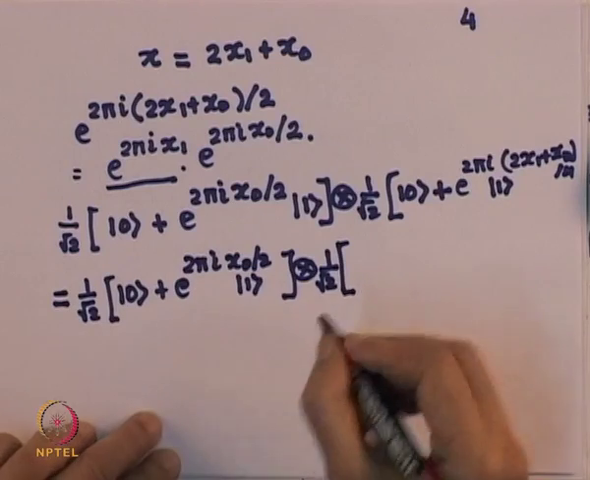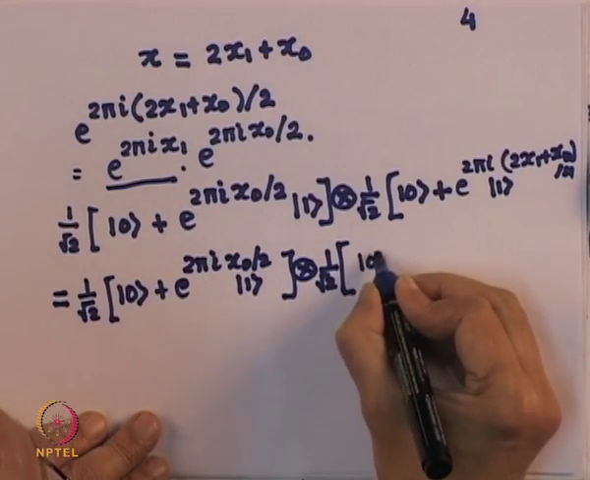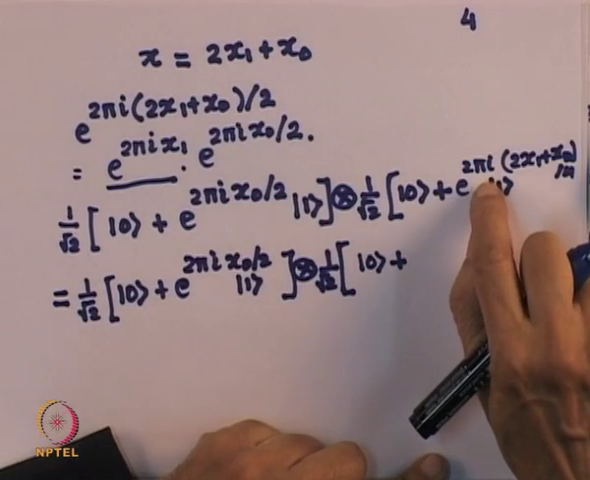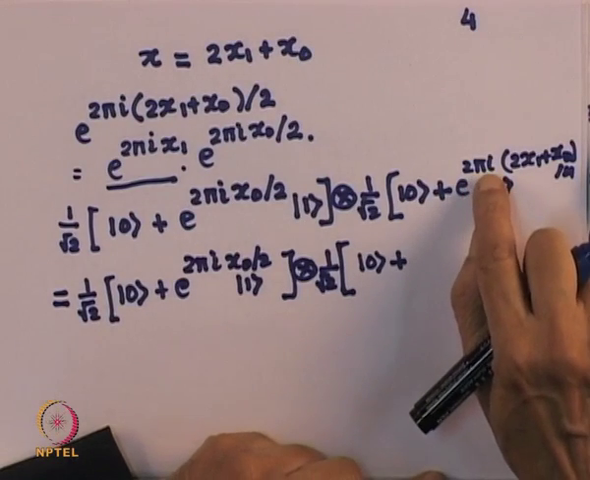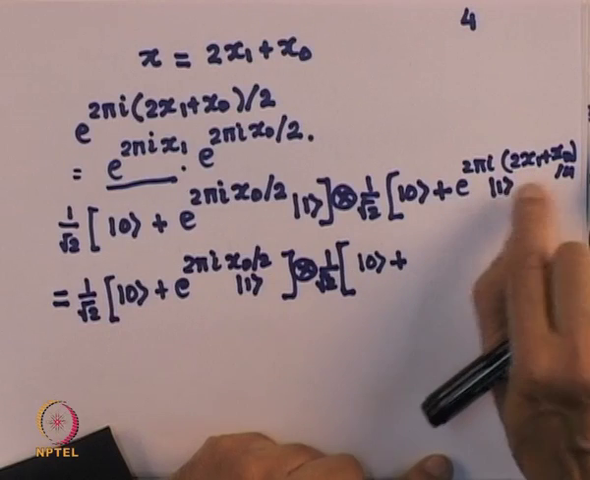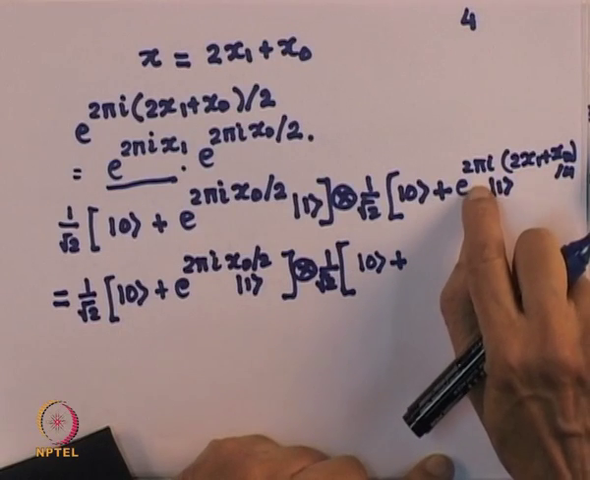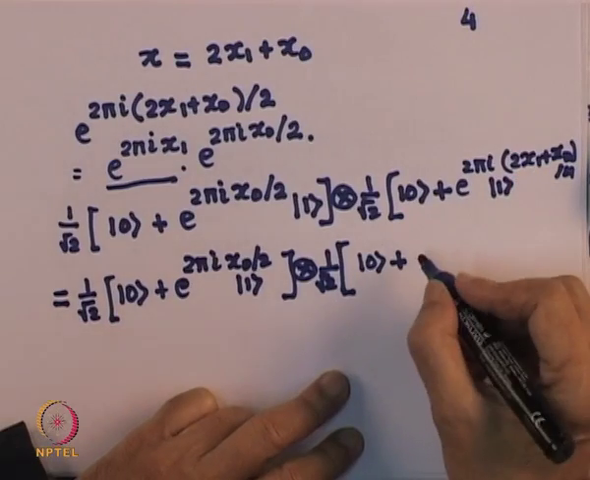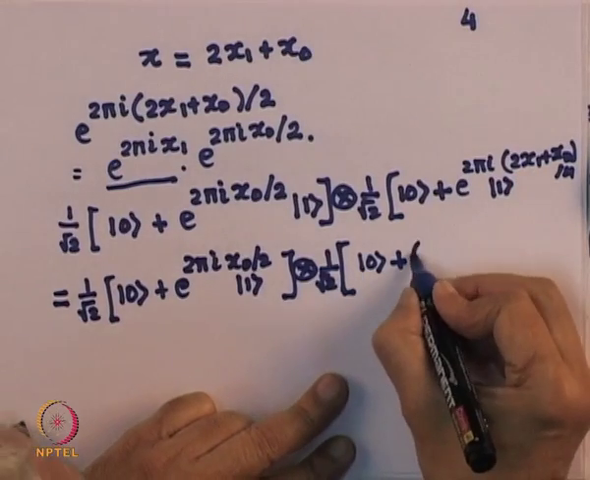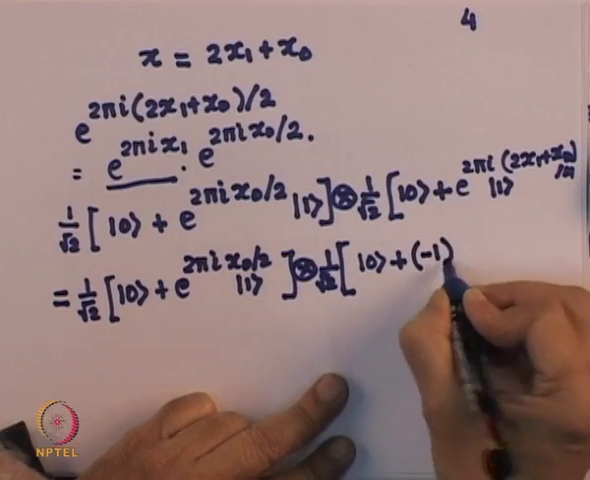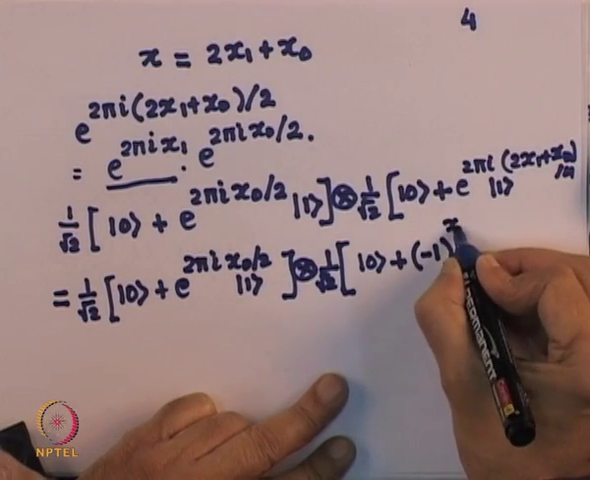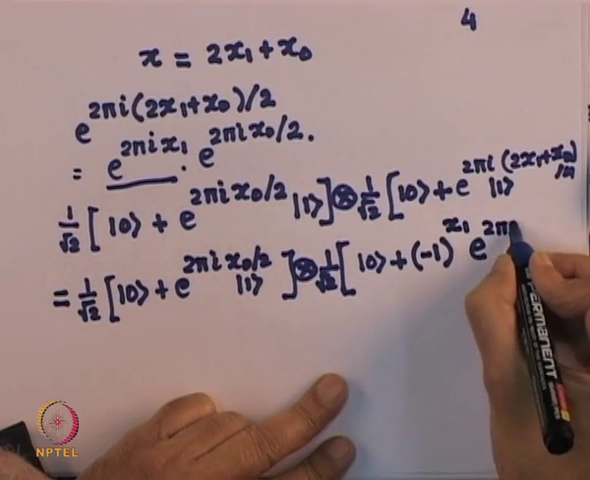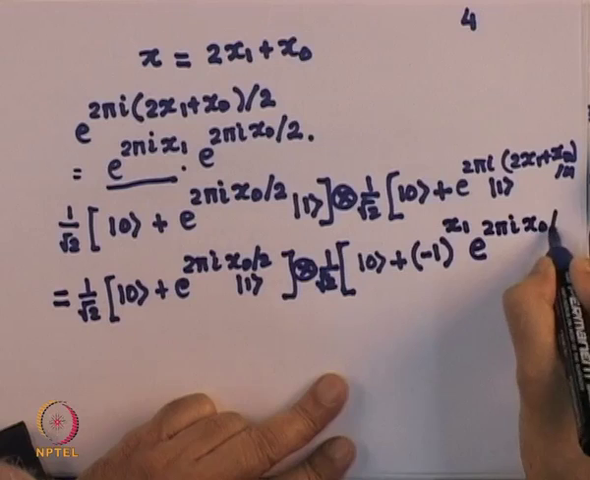Let us look at this term, this is 0 plus. Now, look at this term here, it is e to the power 2 pi I into 2x1 divided by 4, which is nothing but e to the power pi I x1. So, e to the power pi I being equal to minus 1, this term is minus 1 to the power x1, and the phase term is still there, which is e to the power 2 pi I x0 divided by 4.